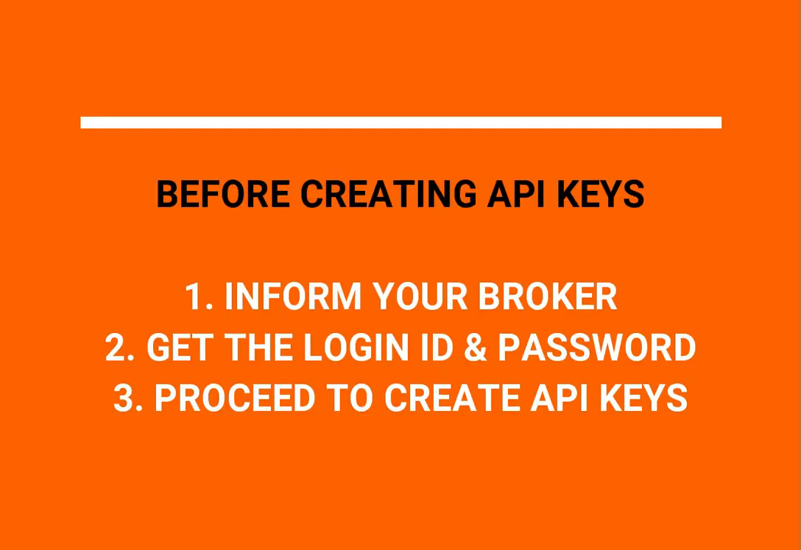Before you create an API access, you must inform your broker that you would like to trade using Quantower trading platform. Your broker will then map your account accordingly and provide you the login ID and password. Now you can proceed with creating API keys.